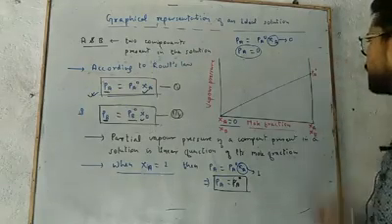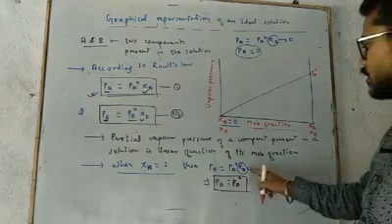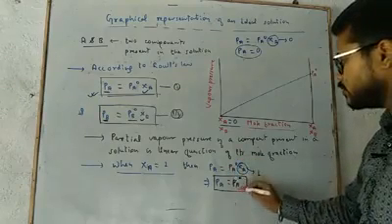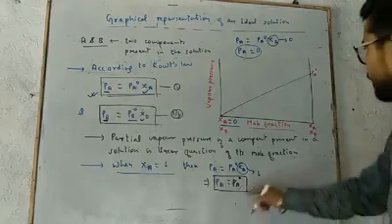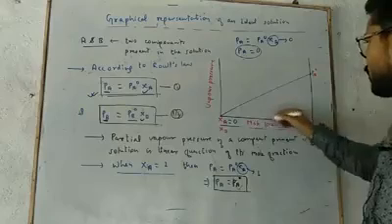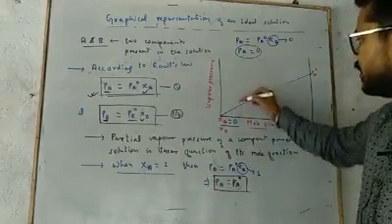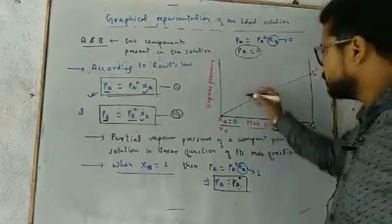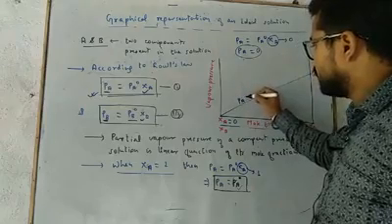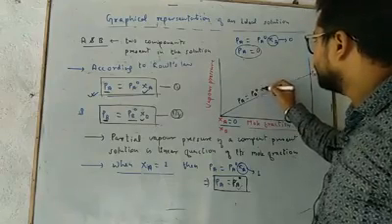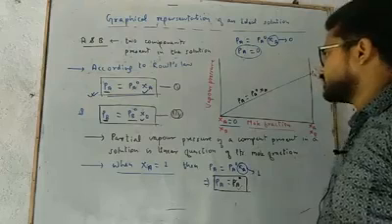Okay, why PA0? Because when you put XA equal to 1, then the whole term will become equal to PA0. So this is the graph of PA, this is the graph of PA is equal to PA0 XA. Okay.